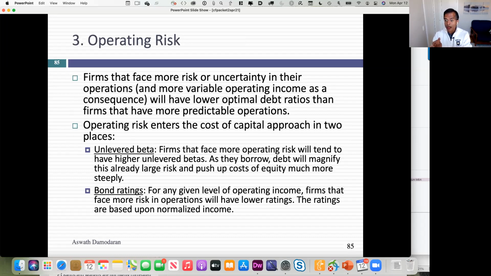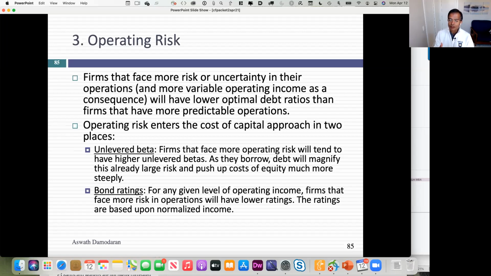One is the unlevered beta that you have as a company. Companies with higher unlevered betas, you're going to find, have lower optimal debt ratios than companies with lower unlevered betas, because that leverage effect kicks in. And the second is, even though I've used one lookup table for most of your companies, you could argue that if you're a safe company, you get a higher rating for the same interest coverage ratio, which allows you then to go out and borrow more money.